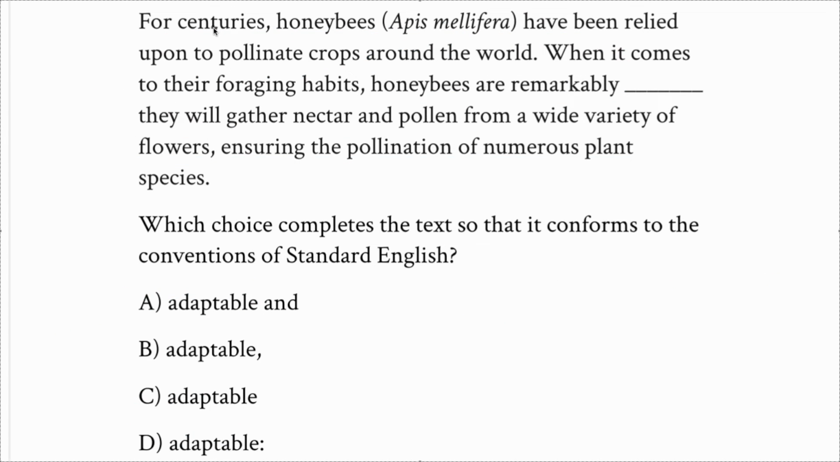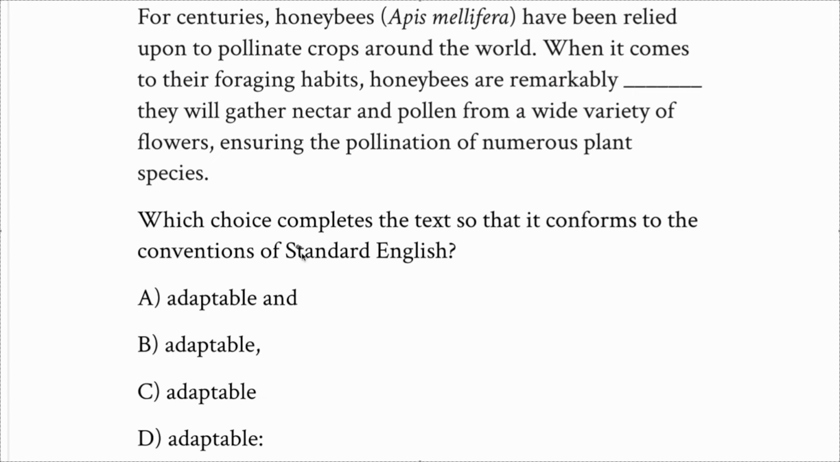Continuing. For centuries, honeybees have been relied upon to pollinate crops around the world. When it comes to their foraging habits, honeybees are remarkably adaptable. They will gather nectar and pollen from a wide variety of flowers, ensuring the pollination of numerous plant species. But now we look at our answer choices, and we don't have the semicolon period pair that we can use as a quick hint to get rid of two options. Instead, we have just and, we have just a comma, and then we have no punctuation.